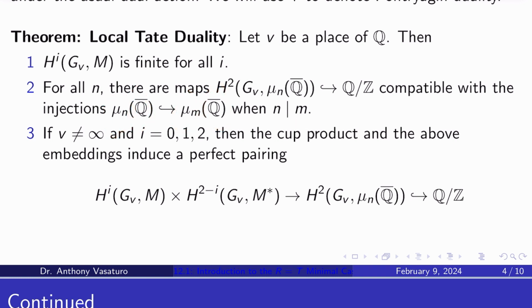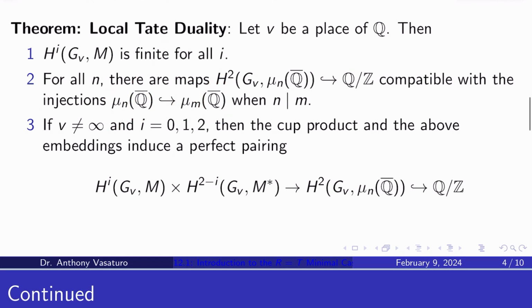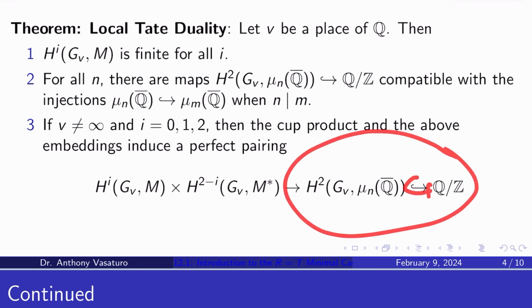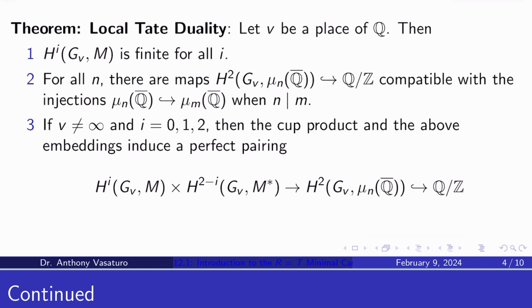Three, if v is not the infinite place and i is 0, 1, or 2, then the cup product, see chapter 4, and the above embeddings from part 2 induce a perfect pairing from H^i(G_v, M) cross H^(2 minus i)(G_v, M star) to H^2(G_v, mu_n of Q bar), and then you can combine that with that injection to Q mod Z from part 2. So we have a perfect pairing here, which is, I guess, the central result of this theorem.